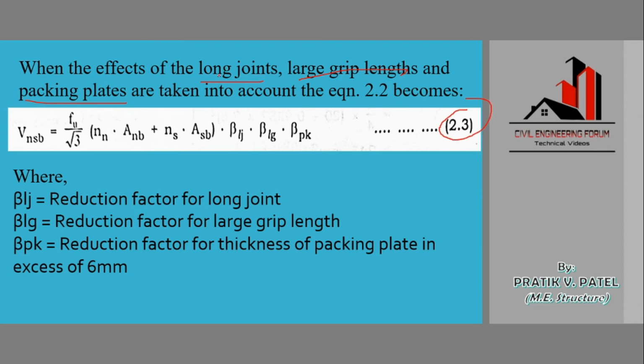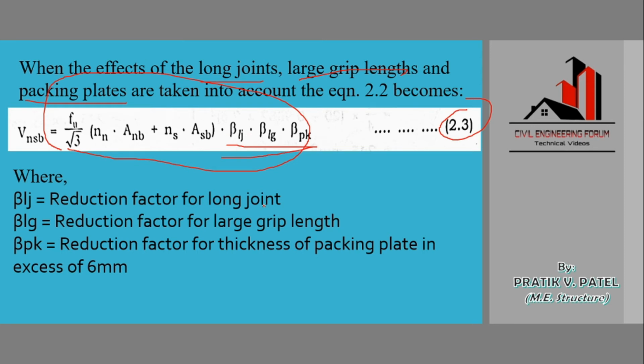So here, if we are considering long joints, if the joints are long, then large grip lengths are provided, and again the packing plates are also provided. If we are considering these three things, then we have the formula to find the nominal shear capacity of the bolt, VNSB, that is this, it is changed. Fu upon under root 3 into Nn into ANB plus Ns into ASB, but these three things are added, that is beta Lj, beta Lg and beta Pk.